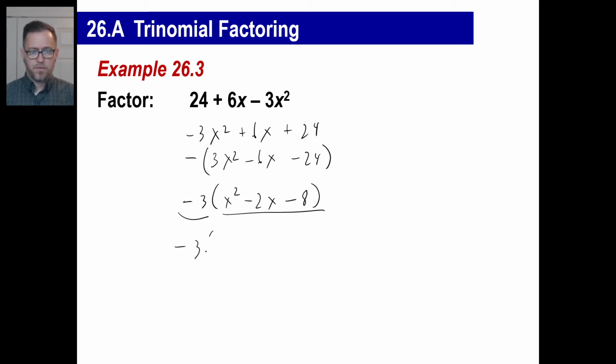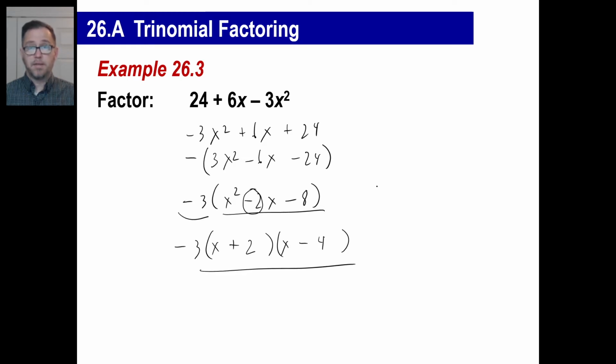So keep the -3, and we need two numbers, of course, x and x. They multiply to give you a negative. So immediately you say, okay, a positive and a negative. They also add to give you -2. Well, what two factors of -8 add to give you -2? And the answer is +2 and -4.